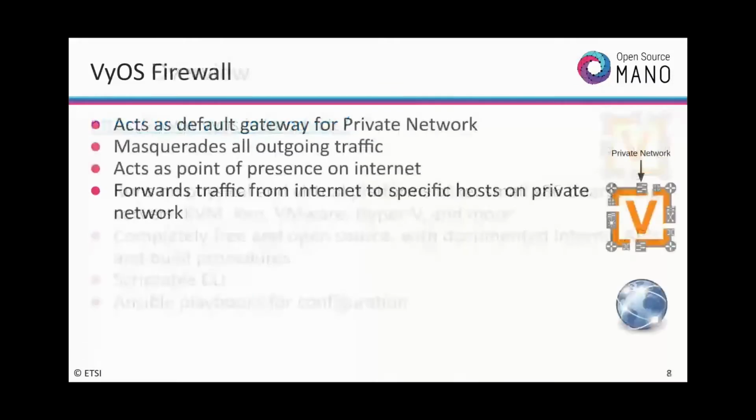In our example, the VyOS firewall is going to act as the default gateway for the private network. The private network is where we're going to be launching the virtual desktops that your employees will use. It is going to masquerade all outgoing traffic. What that means is there is one point of presence for our network on the internet.